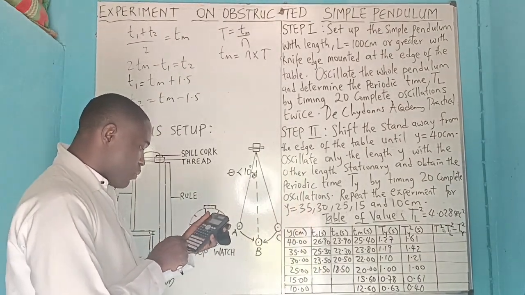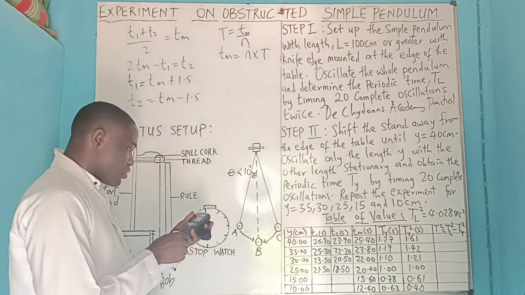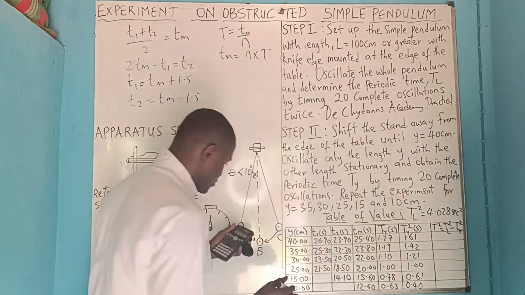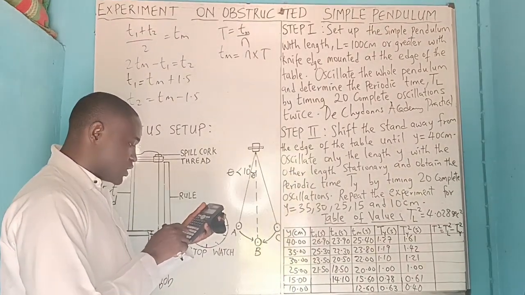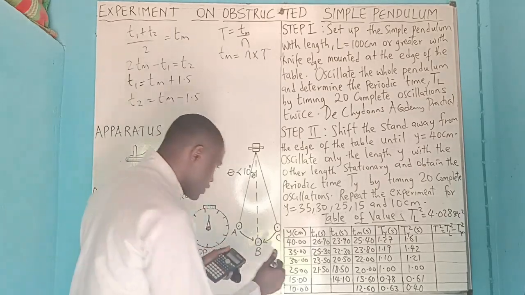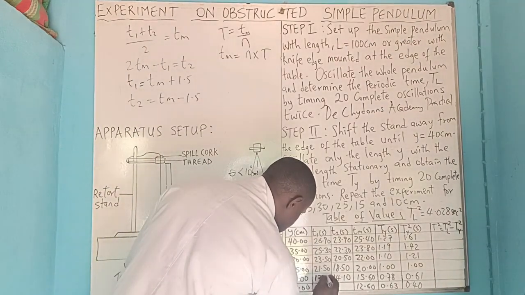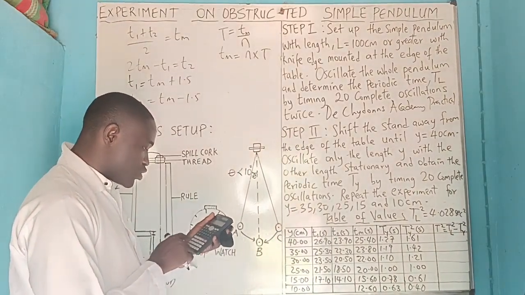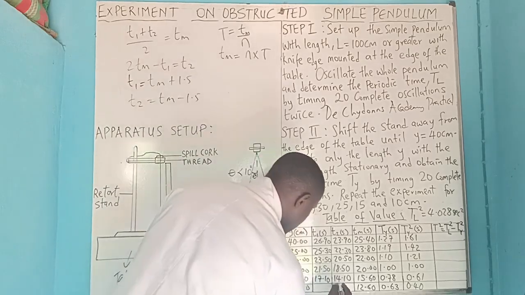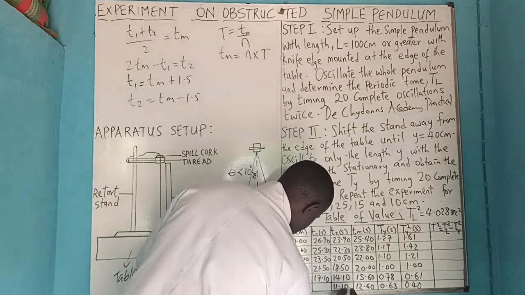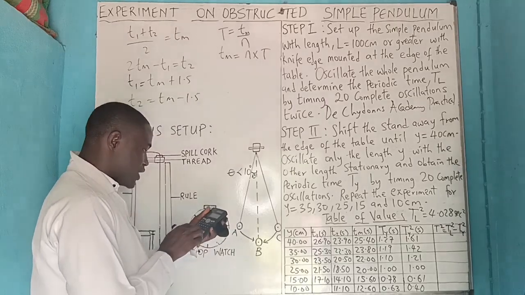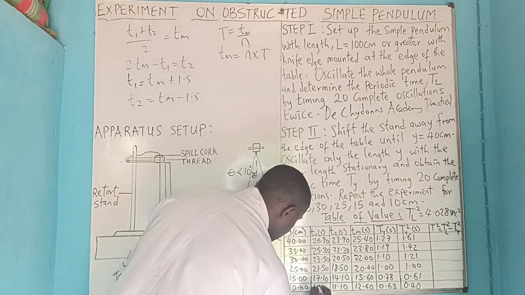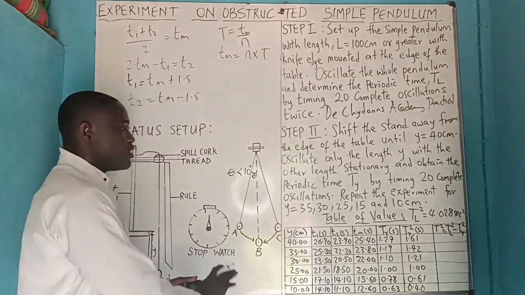15.6 minus 1.5 will be equal to 14.10. 15.6 plus 1.5, 17.10. 12.6 minus 1.5, 11.10. 12.6 plus 1.5, 14.10. You have noted that.